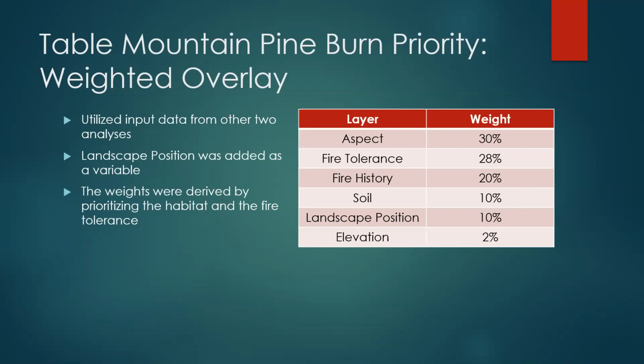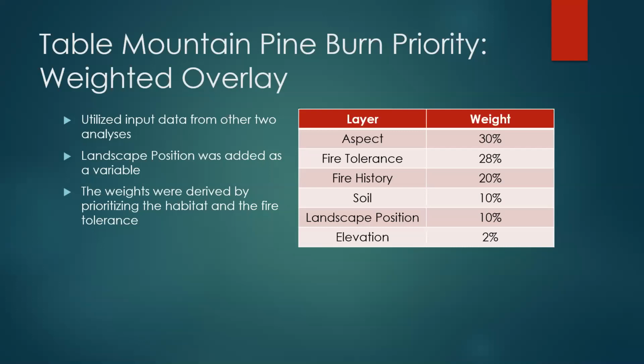Though it seemed to be the limiting factor in the suitable habitat analysis, based on the literature, the soil type did not seem as important as aspect when it came to suitable habitat. This was primarily due to the fact that Table Mountain Pine is known to grow outside of its natural range as a horticultural specimen and in areas of human disturbance.